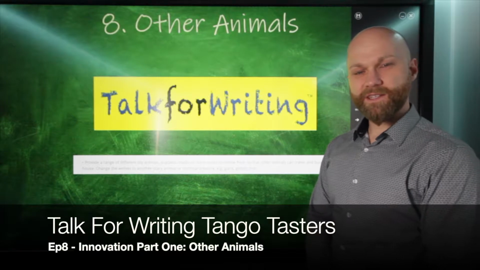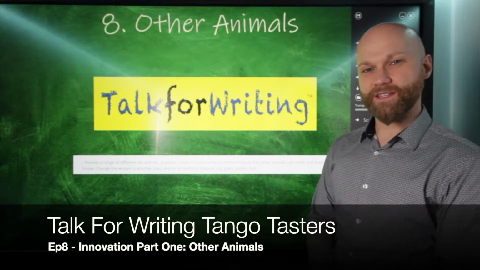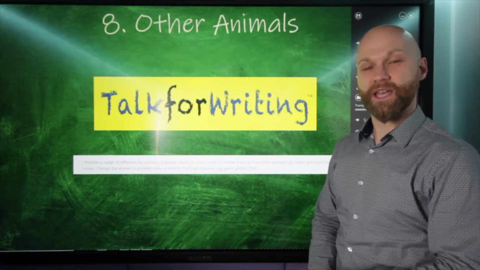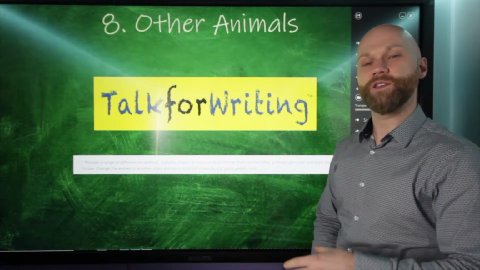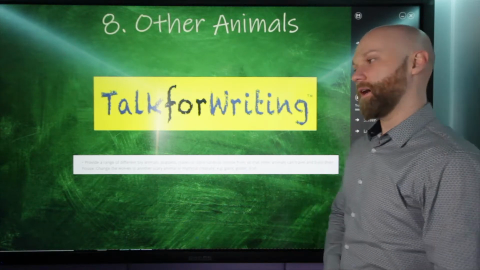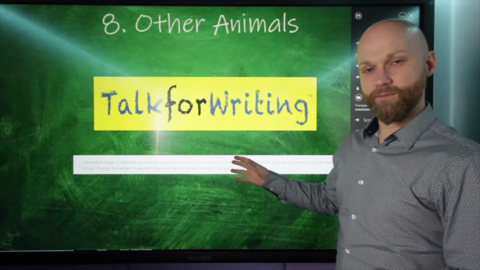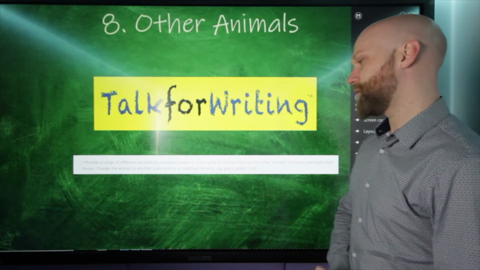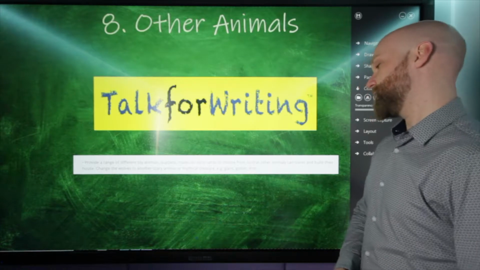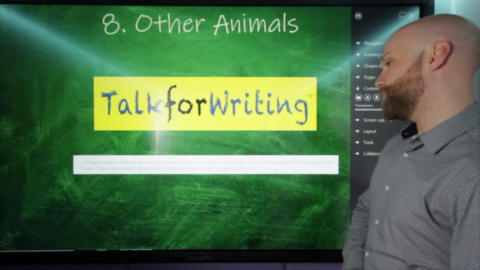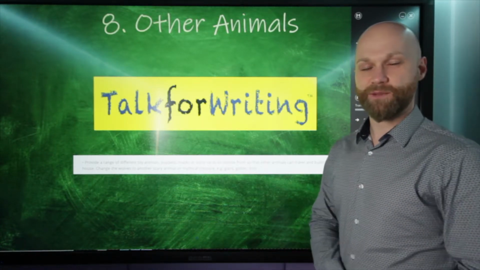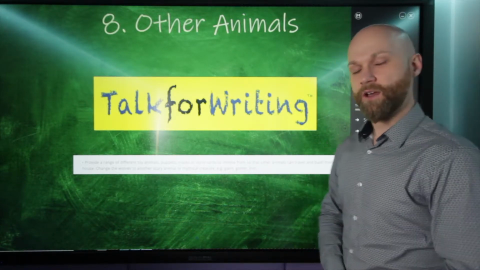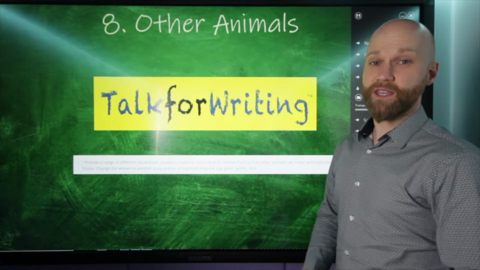Hi again. Now we're into the innovation part of the Talk for Writing Tango Tasters. We're going to be looking at things with less of a specific title, but more of a way you can approach the innovative practice. This part, by Pie Corbett's suggestion, is to provide a range of toy animals, puppets, masks or story cards to choose from so that other animals can travel and build their house within the sheep and the goat story. So I'm calling this just simply other animals for this video, and the way I'm doing that is to use a thinking circle.